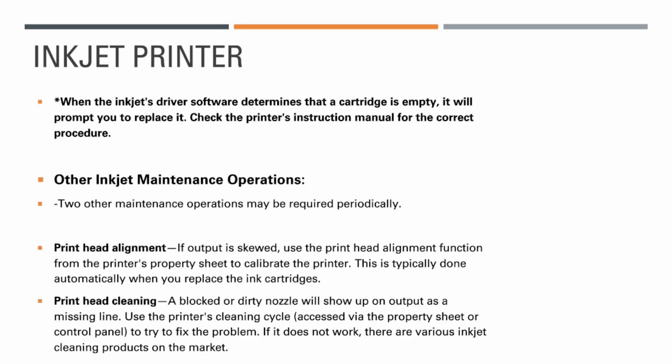Printhead cleaning. A blocked or dirty nozzle will show up on output as a missing line. Use the printer's cleaning cycle to try to fix the problem. If it does not work, there are various inkjet cleaning products on the market.